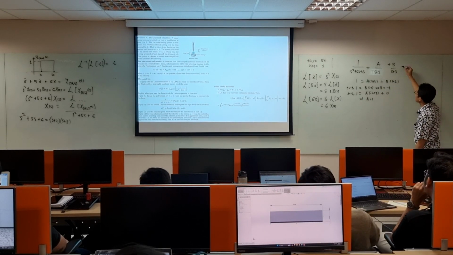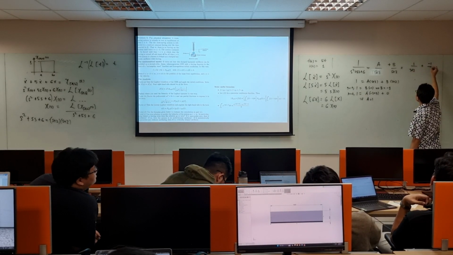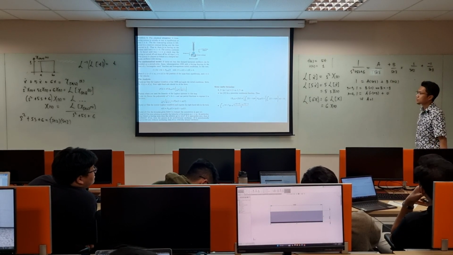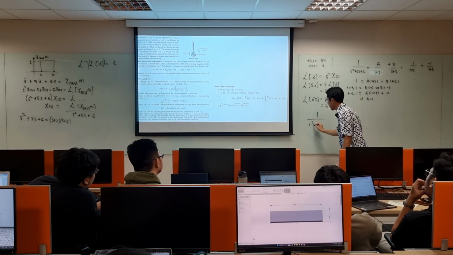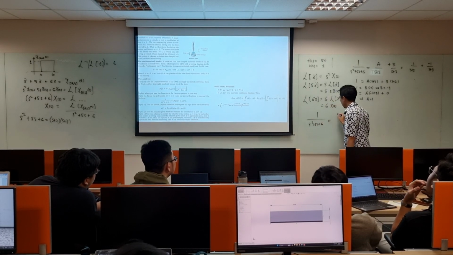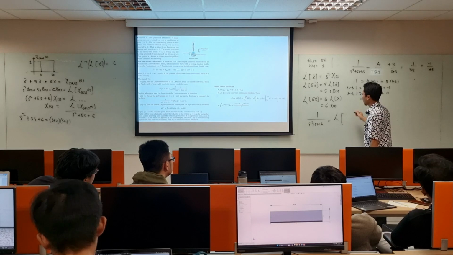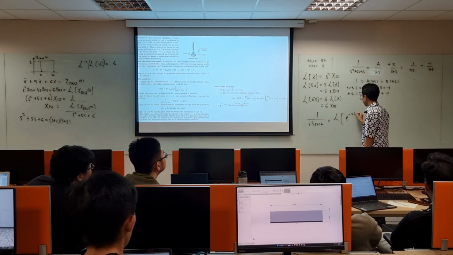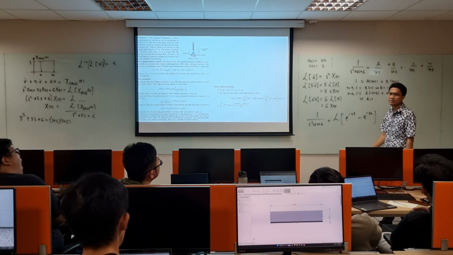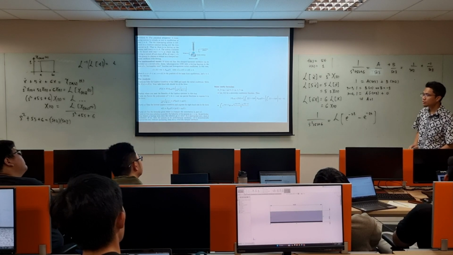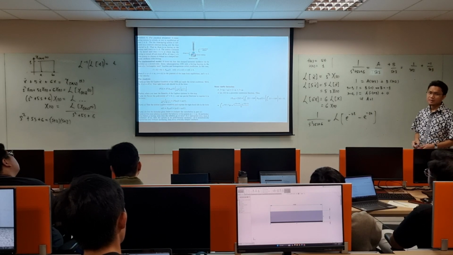As a result, we have 1 over S plus 2 plus minus 1 over S plus 3. So how do we write those? We write 1 over S squared plus 5s plus 6 as the Laplace of e to the minus 2t, and then minus e to the minus 3t. So this is what the problem wants you to do, like the inverse Laplace.